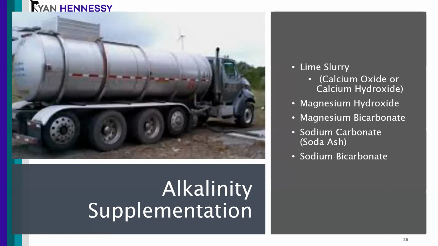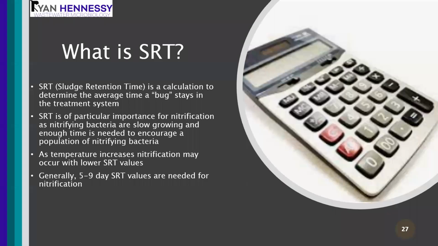In other instances, you could have low alkalinity starting off, and there are times where supplementing alkalinity may be just the cost of doing business, because there's really no other way around. You have to have that alkalinity if your goal is to nitrify and to maintain the pH in a range where the bacteria want to be. So we have lime, mag hydroxide, magnesium bicarbonate, soda ash, and sodium bicarbonate as different supplements if you need to add additional alkalinity.